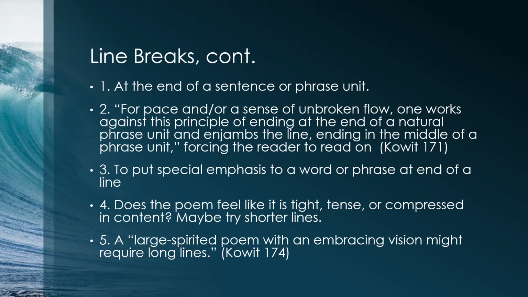So you can break for pace or a sense of unbroken flow. One works against this principle of ending at the end of a natural phrase unit. So this is the opposite of number one right here. If you want to create a different pace or get a sense of unbroken flow, you can enjamb a line, ending in the middle of a phrase unit. If you do that, it forces the reader to move on. They're like, wait, there's something incomplete here, and they want to read on to the next line. Number three, you can put special emphasis to a word or phrase at the end of a line.